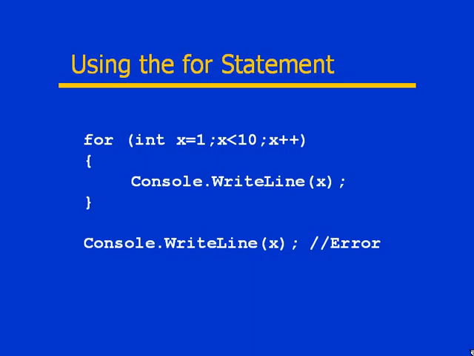We're doing a Console.WriteLine, and then we're writing the value of x. So with each printout, x will be first 1, then 2, then 3, etc. If I attempted to do a Console.WriteLine, however, outside of that for block, using that same x variable, that would result in an error, because the variable x only has scope for that block.